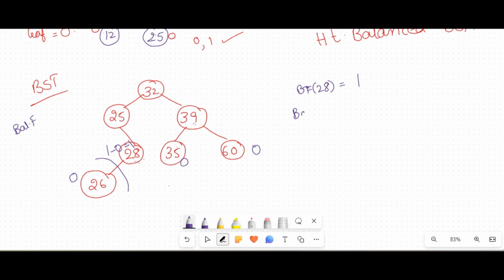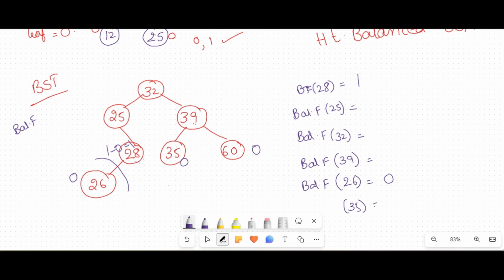Okay. So next, balance factor at node 25 we will calculate. Next, balance factor at node 32 we will calculate. Next, balance factor at node 39 we will calculate. Okay. Already, balance factors at the node 26 we have calculated, 35 we have calculated, 60 we have calculated. Okay. Now come to node 25.